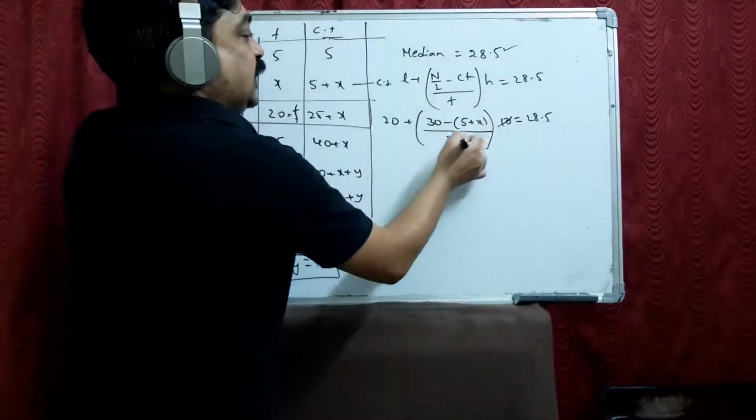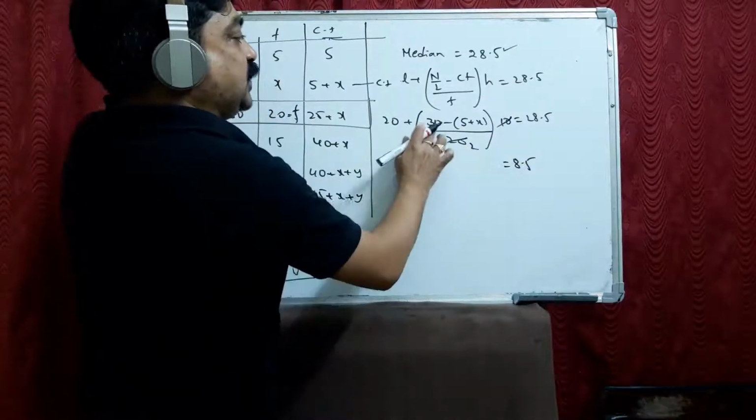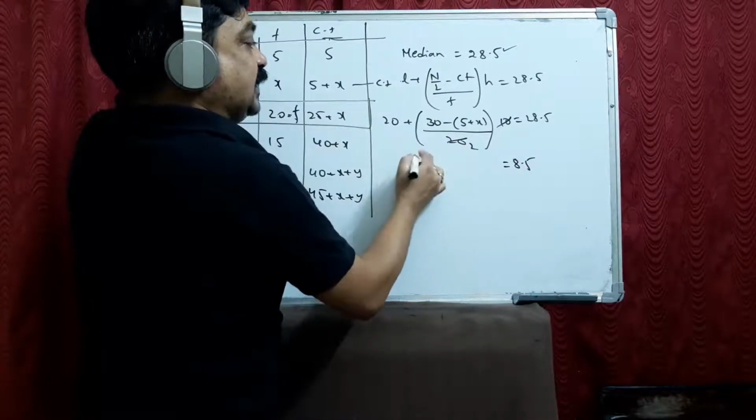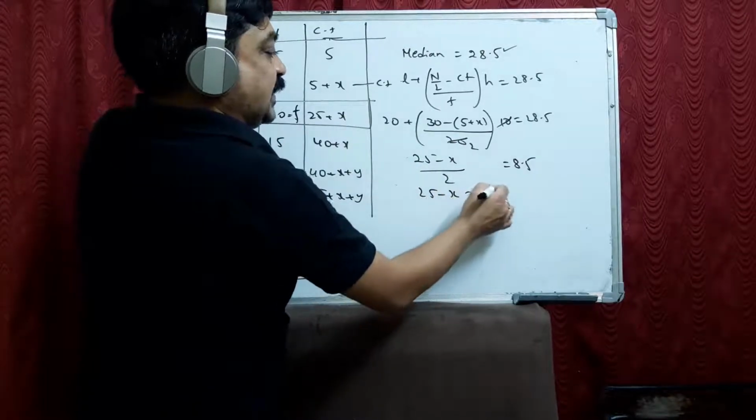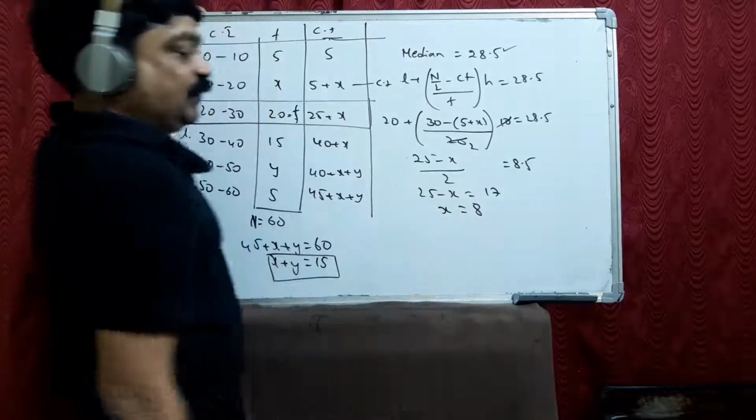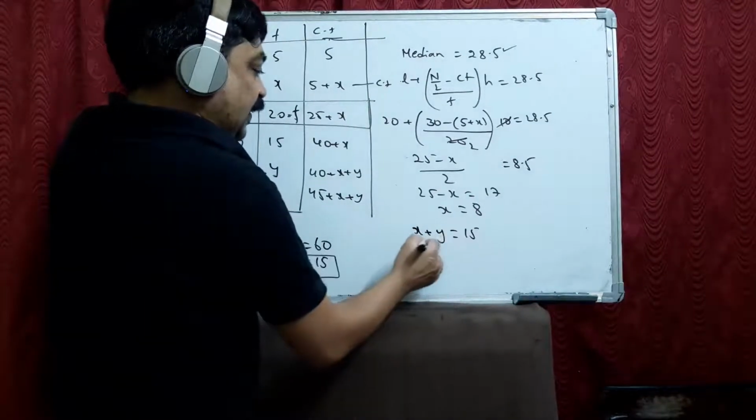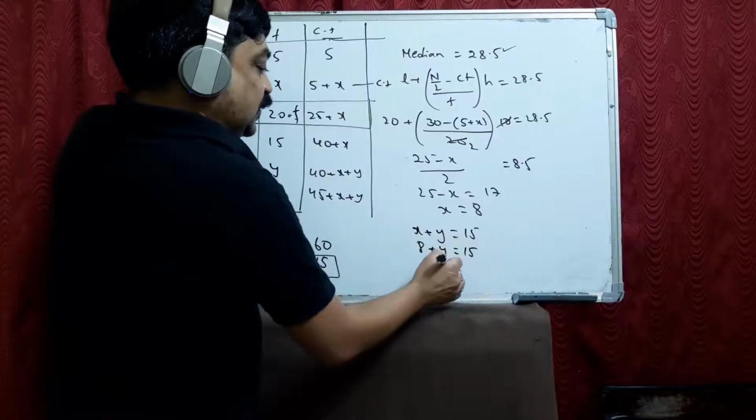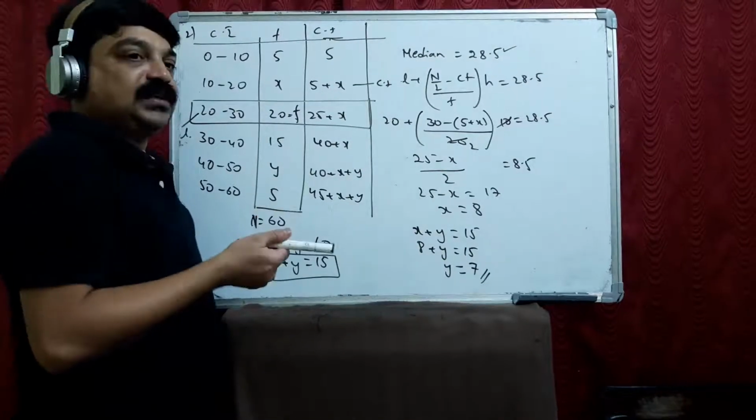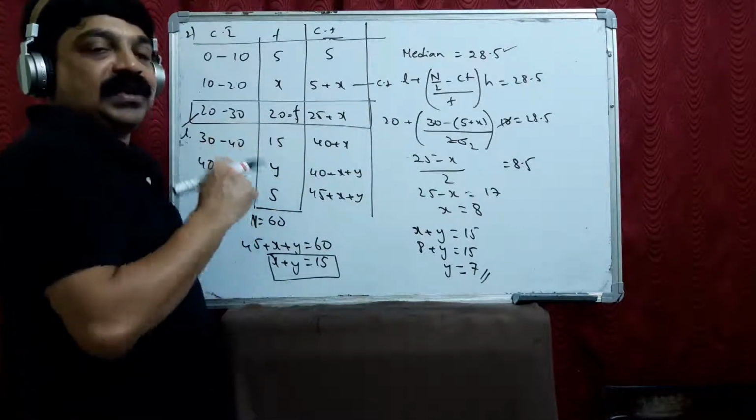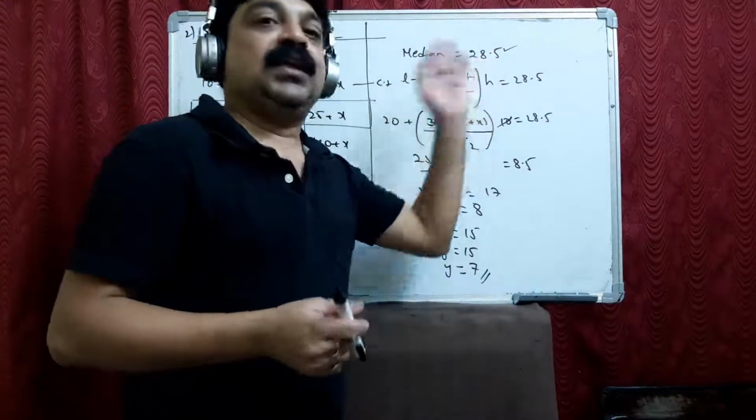Okay, now you can cancel this 2 times. Bring this 20 to that side. It becomes 8.5. Now it becomes 30 minus 5 minus x, 25 minus x by 2, is this. 25 minus x is 17. So x will be 8. When you get x, come here. It becomes x plus y is equal to 15. When x is 8, 8 plus y is 15, so y will be equal to 7. Be careful. The only important thing to remember here is choosing the median class. The median class is not to be chosen according to n by 2, but according to the median that they gave. Okay?